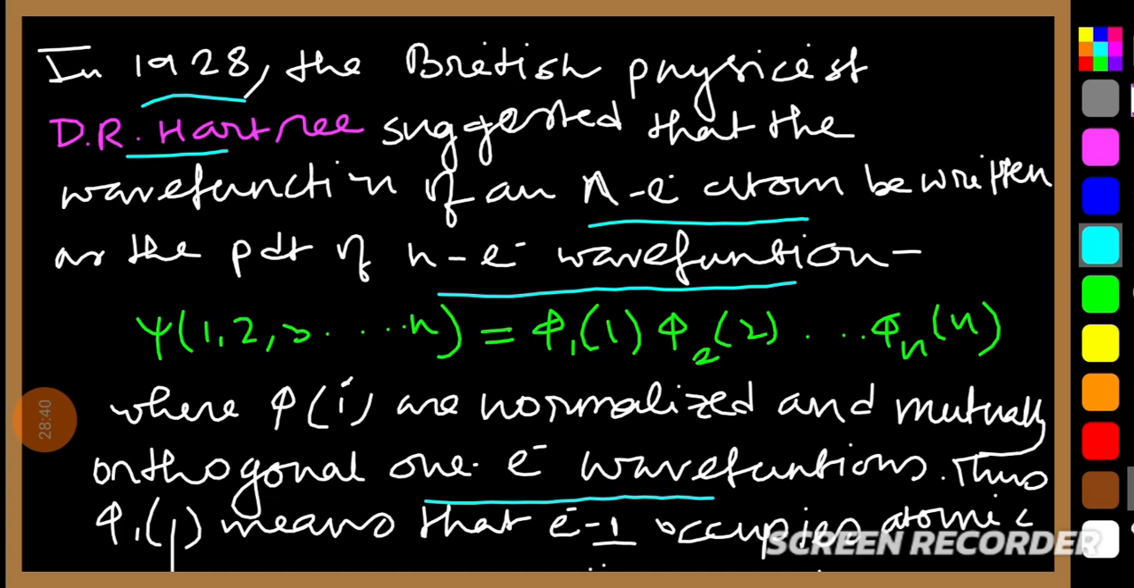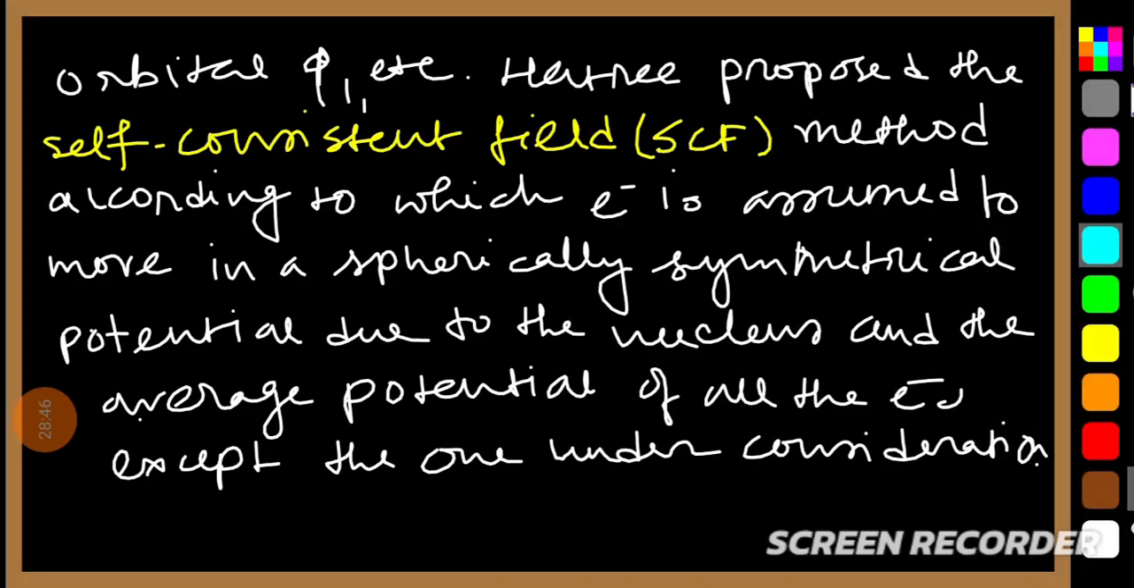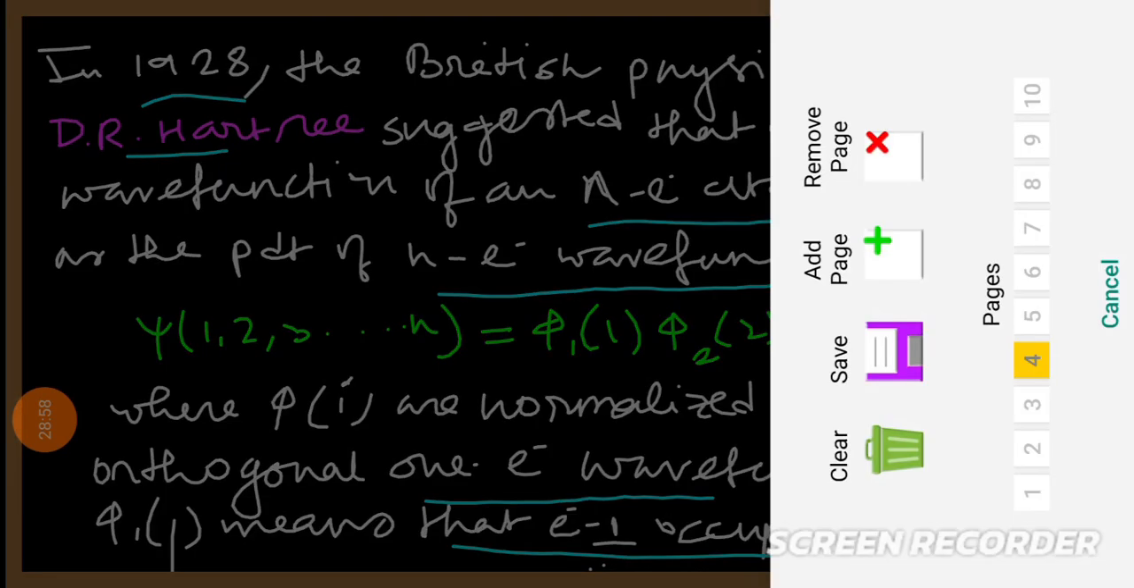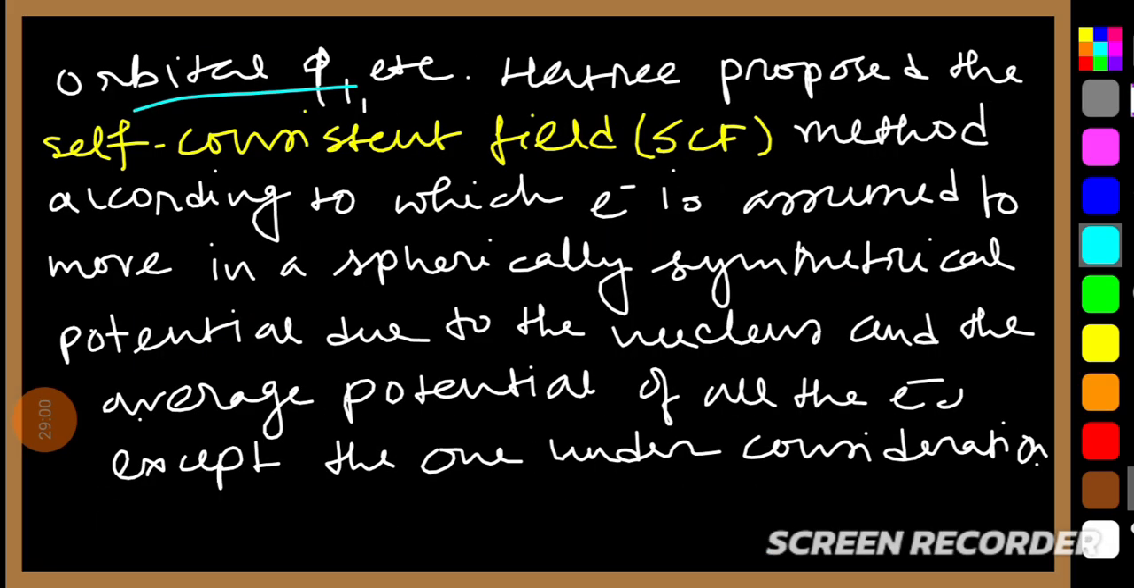Thus phi 1 1 means that the electron occupies atomic orbital phi 1. That means nothing but that the phi 1 1 is the first wave function of the first electron, which occupies the atomic orbital phi 1. So it will stay in the first orbital, okay?